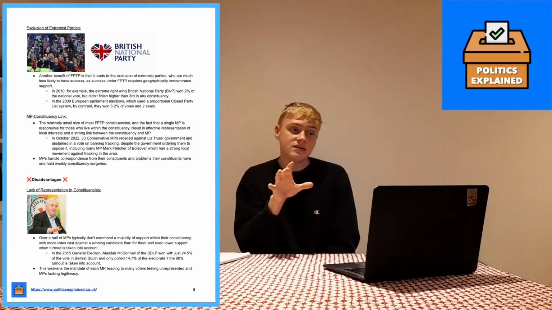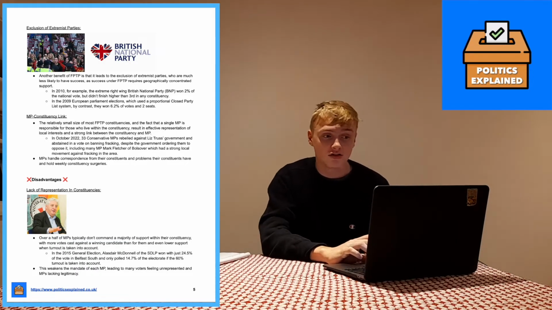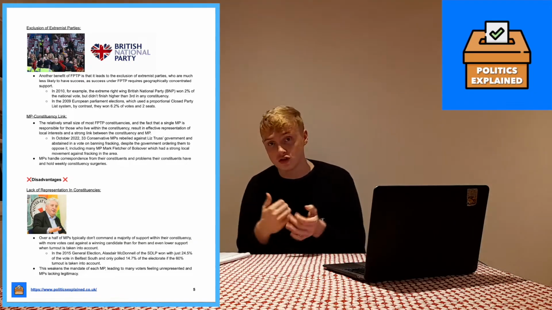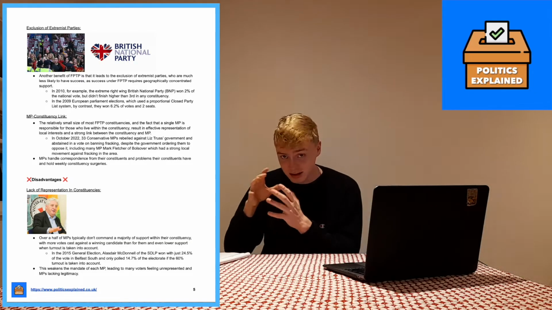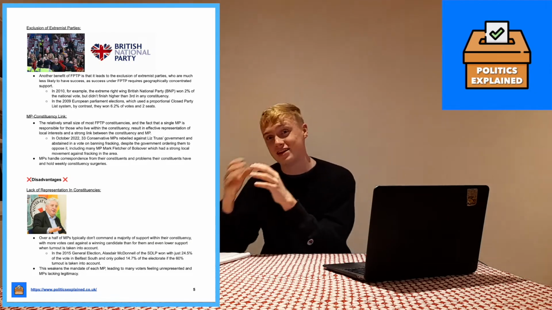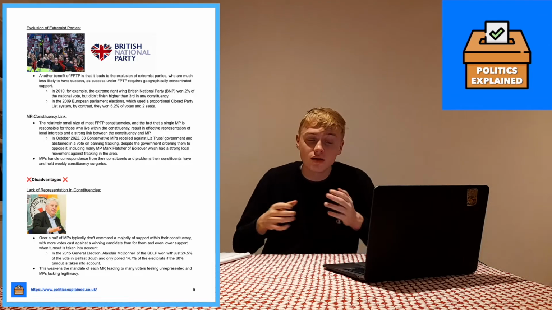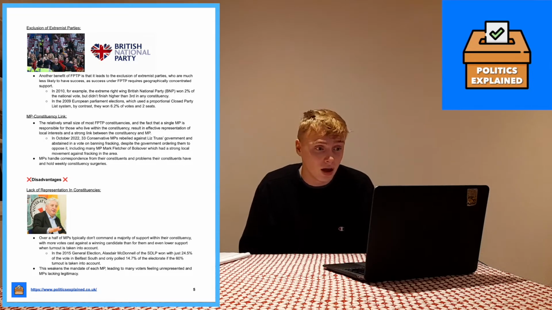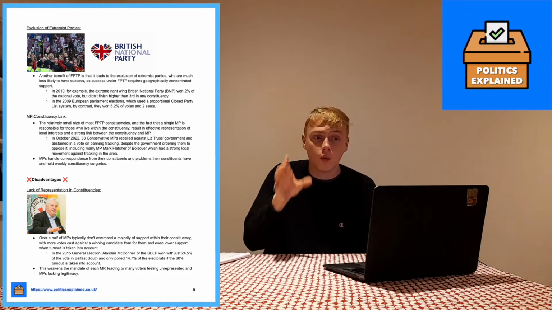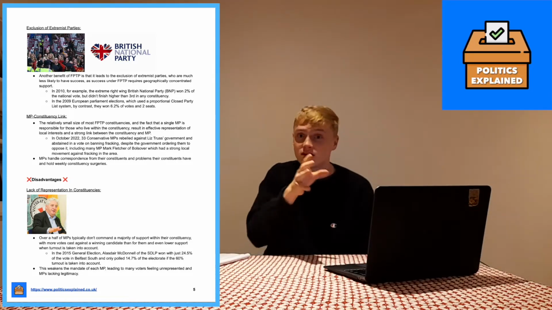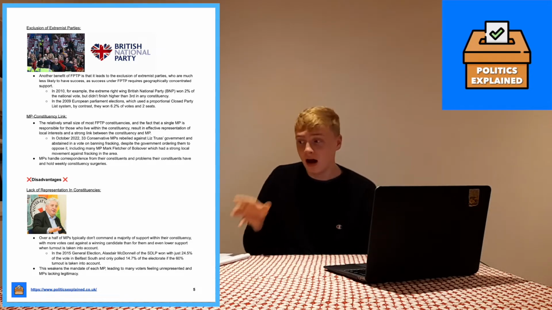The third one is the exclusion of extremist parties. So one benefit of first past the post, and the fact that it's a two-party system, and the fact that smaller parties are really disadvantaged, which we'll see in the disadvantages section, is that extremist parties really struggle to do well. So they're much less likely to have success, as first past the post requires geographically concentrated support. So this can be explained by how it works, right?